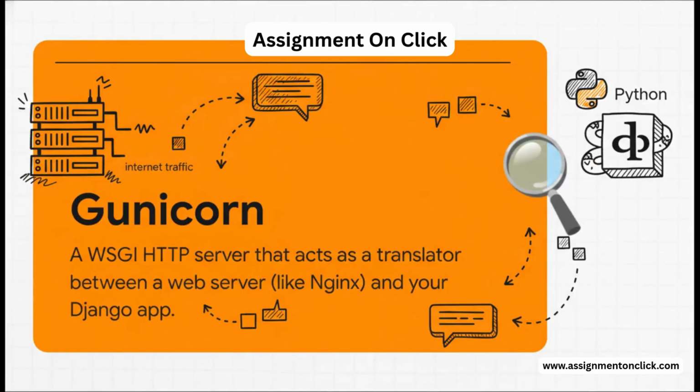So we mentioned Gunicorn a couple of times back there, and it's super important for the DigitalOcean and AWS paths. So what on earth is it? Think of it like a translator at the United Nations. Your web server, Nginx, is out front, and it speaks internet traffic. Your Django app is in the back, and it only speaks Python. Gunicorn is the expert in the middle that flawlessly translates the requests from Nginx into a language Django can understand, and then translates Django's responses back. It's the critical link that makes the whole thing work.